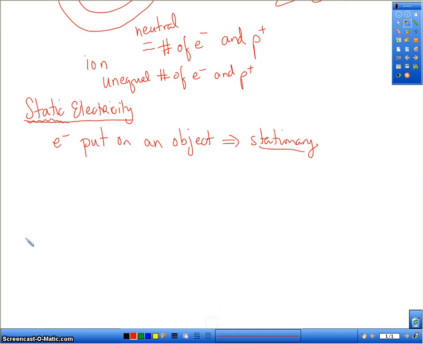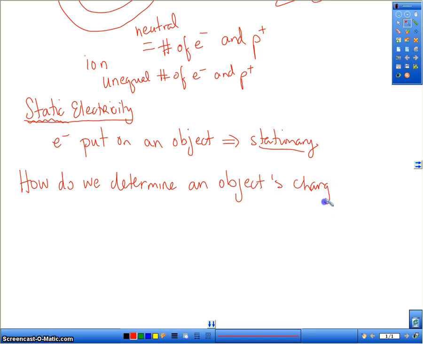So the question is, how do we determine how much charge an object has? That's really what we're going to be getting at. How do we determine an object's charge? If I happen to know how many excess electrons it has on it, how can we figure out what its charge is? In order to do that, we need to talk about what's the charge on an electron. So let's actually begin by talking about charge. The symbol that we're going to use for charge is Q.